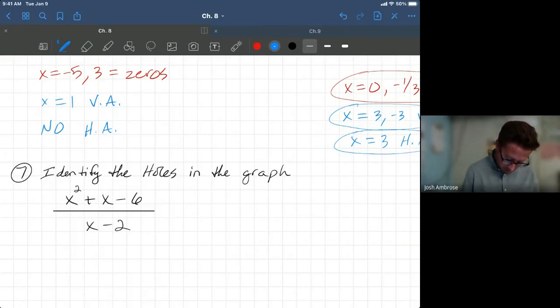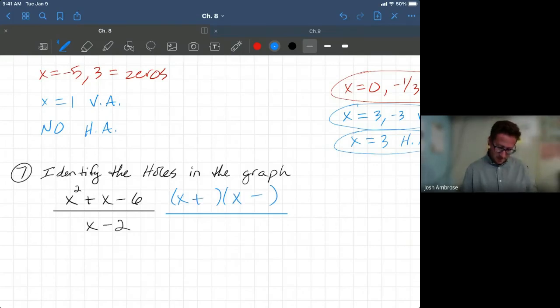So start by factoring the numerator, and that's going to give you x and x. There's a plus, a minus. This is going to be 3 and 2. Again, how do I know that? 3 times negative 2 makes negative 6. 3 minus 2 makes 1 right there.